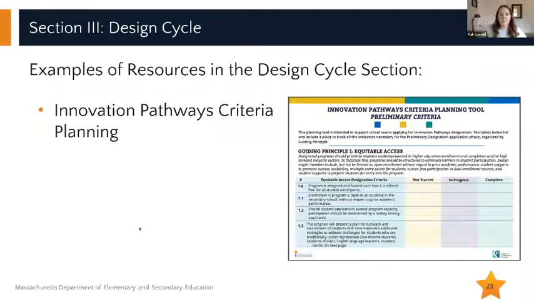And so this resource is particularly helpful for those who are in the early planning phases and getting ready to apply for an Innovation Pathways designation, but also can be helpful for those who are already designees, checking back in and making sure that you're paying attention to the different elements of the guiding principles.